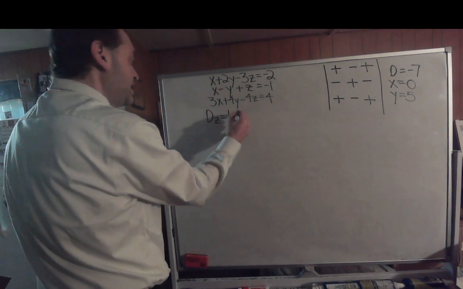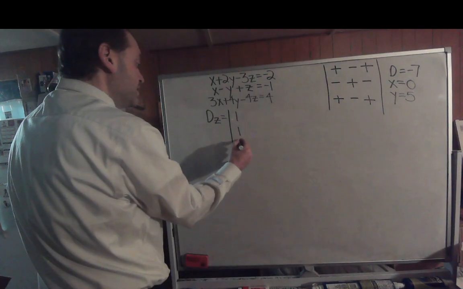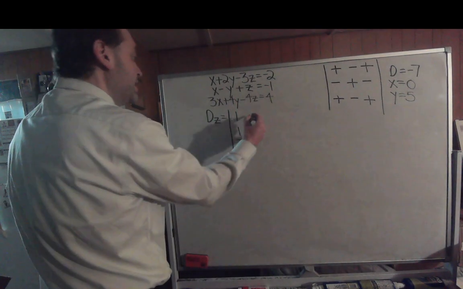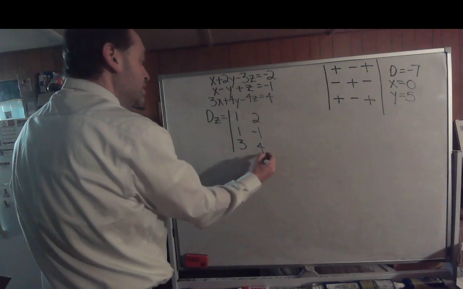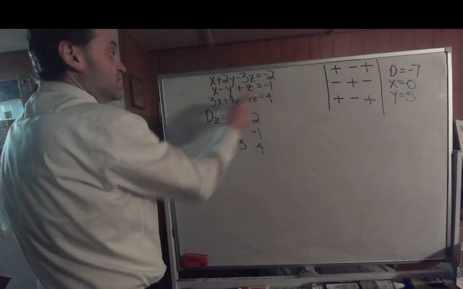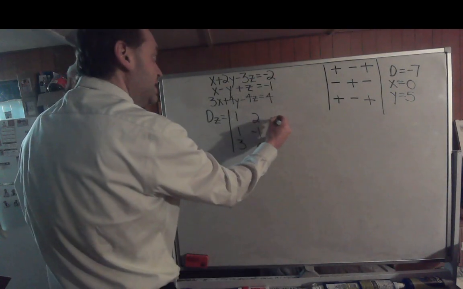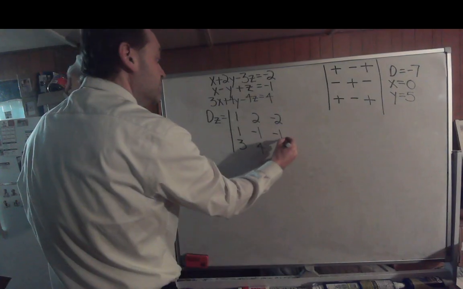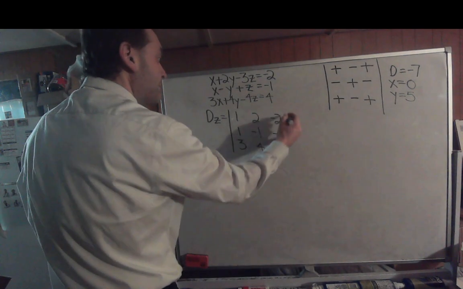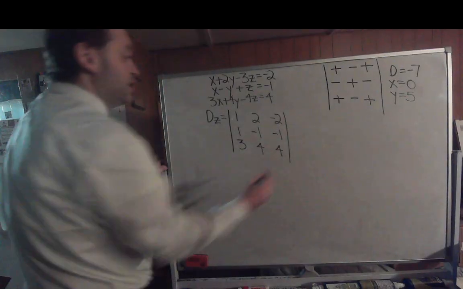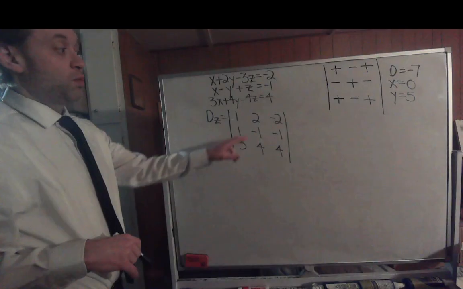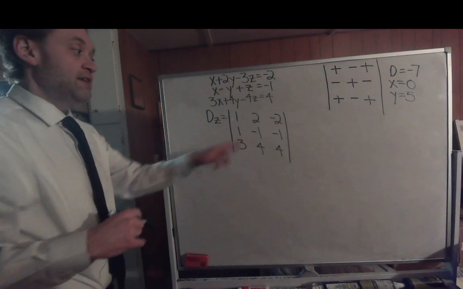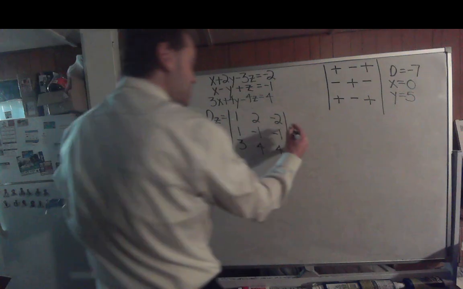This time leave both your x and y coefficients alone. So for x I had 1, 1, and 3. For y I had 2, -1, and 4. But my z coefficients will be replaced with -2, -1, and 4. So there's my D sub z determinant. Again, I'm going to work with the second row because I have all 1 coefficients.